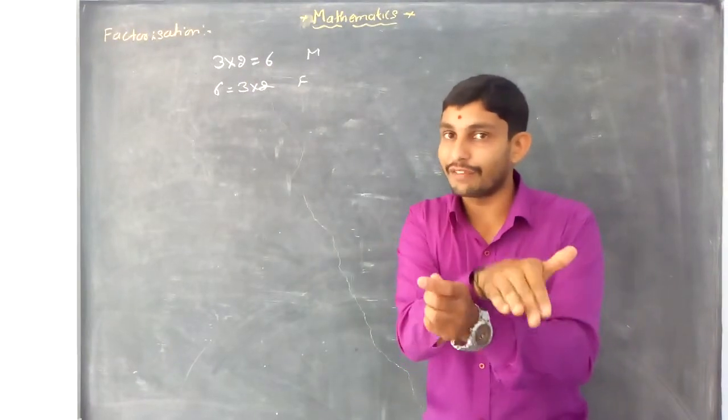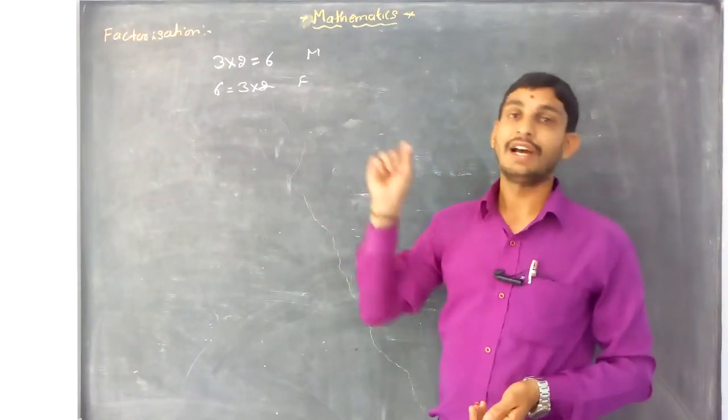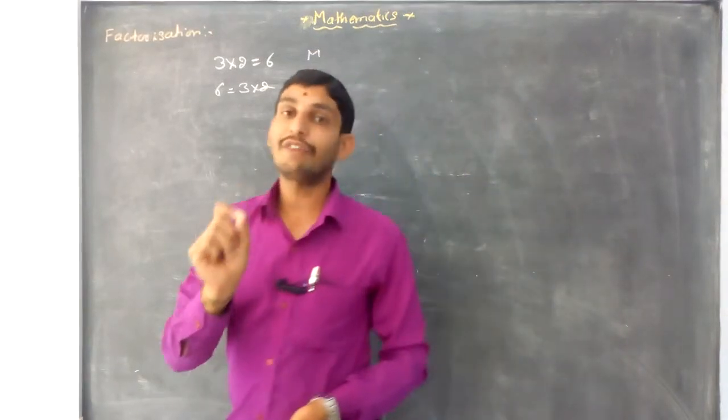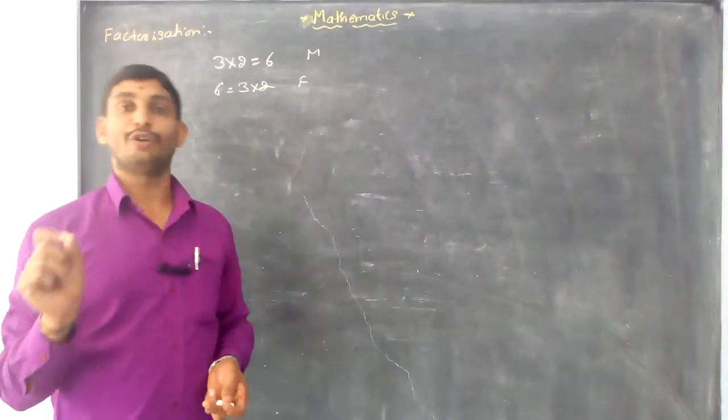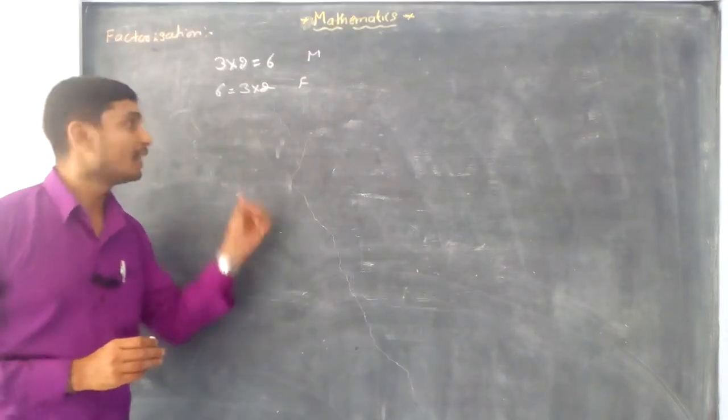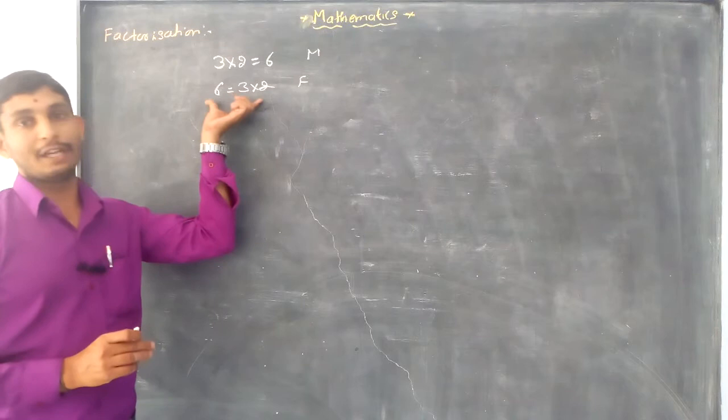That process is the reverse, that is called factorization. So what is factorization? Factorization is the reverse process of multiplication. Remember the definition. What is factorization? Factorization is the reverse process of multiplication.